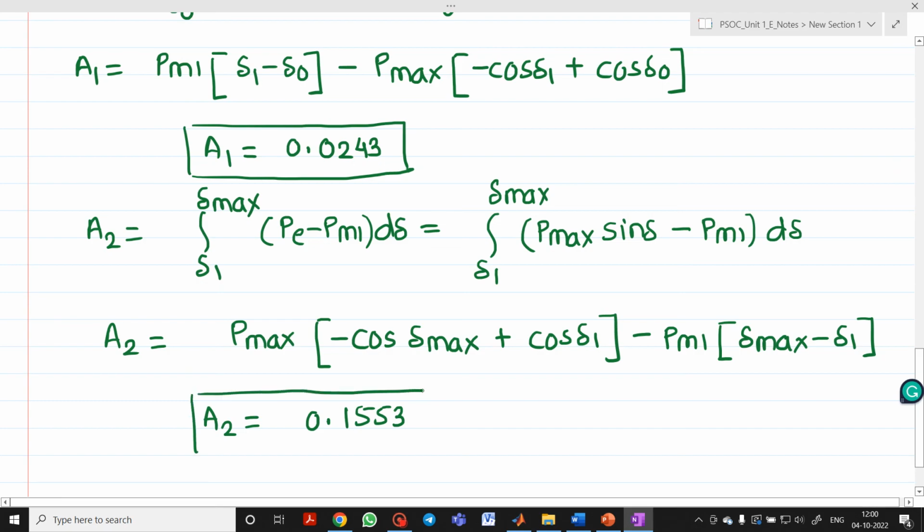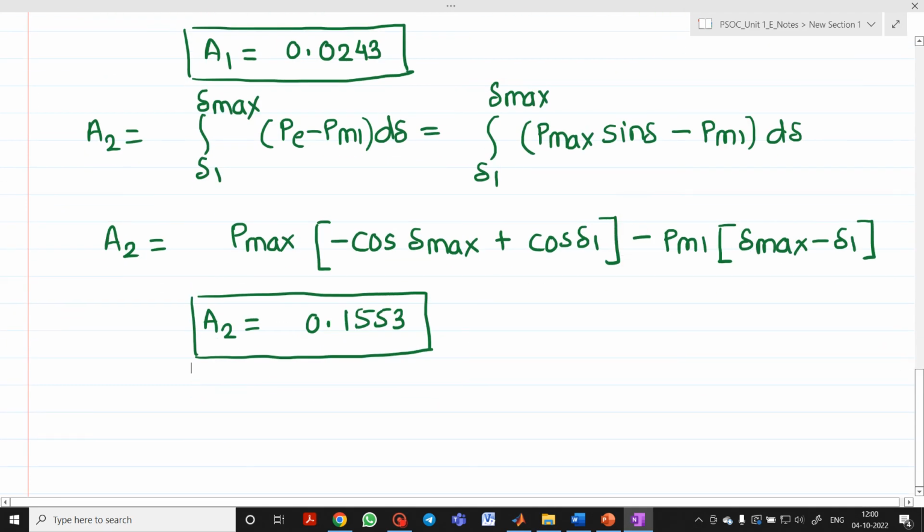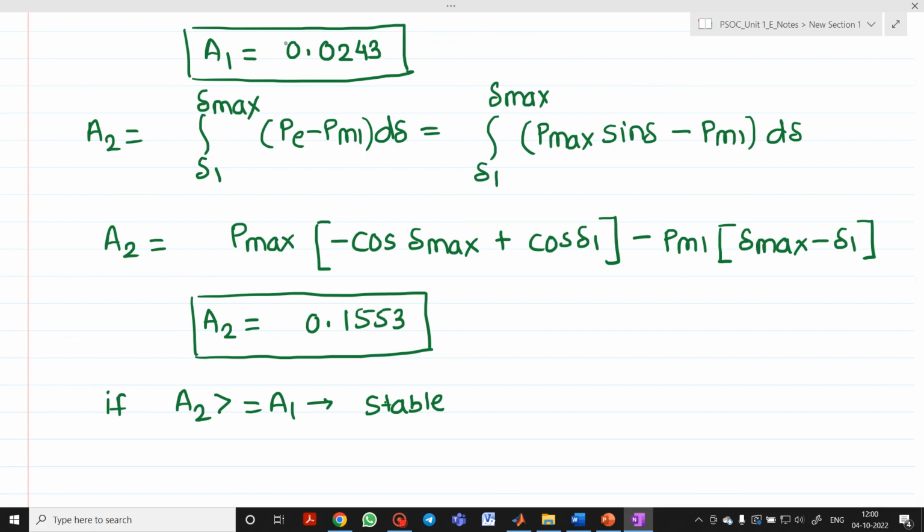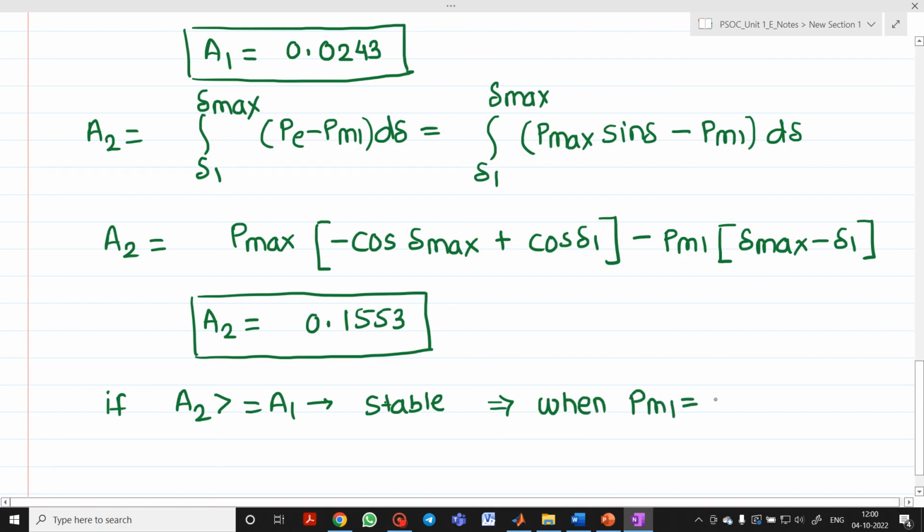0.1553. Now as far as the equal area criteria is concerned, we know that the system will be stable if area A2 is greater than or equal to A1. So what do you observe here? The answer for area A2 is 0.1553. The answer for area A1 is 0.0243. So as area A2 is greater than area A1, the system will be stable. So I can write, when mechanical input is suddenly increased to 1 per unit from 0.8, the system is observed to be stable.